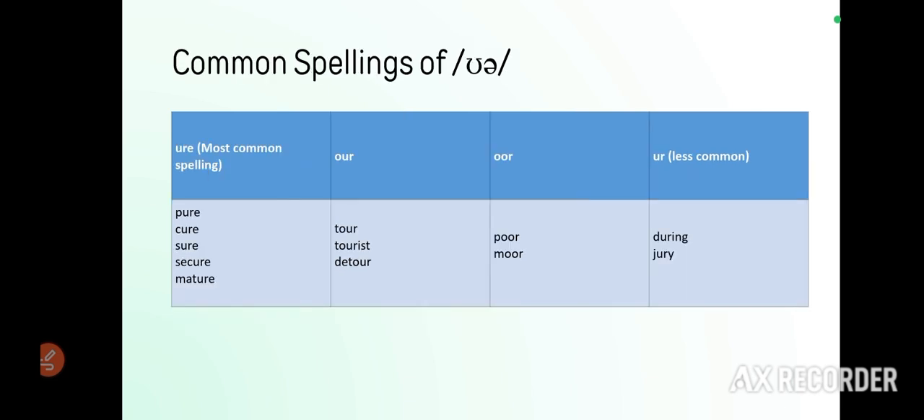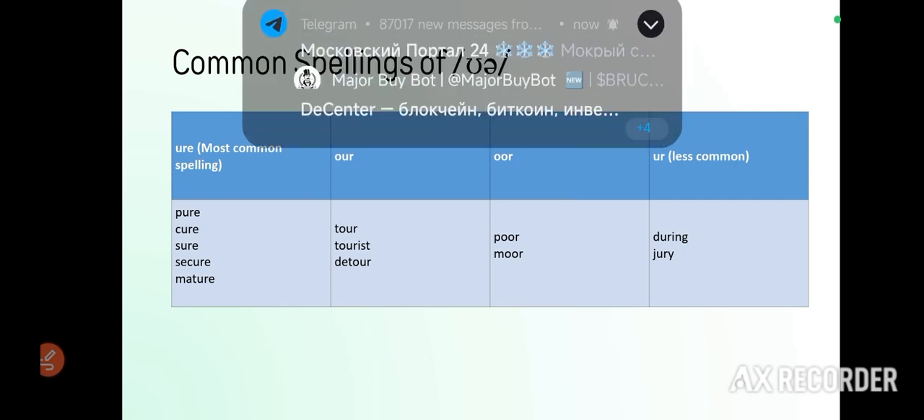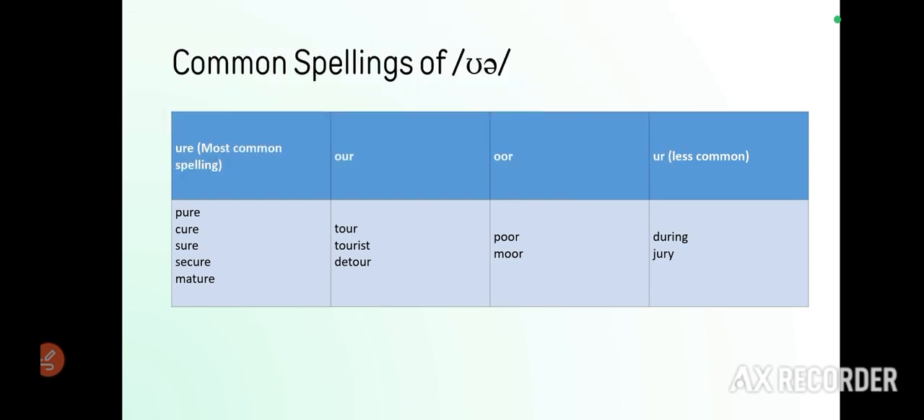So we have the oo sound, as in pure, cure, sure, secure, tourist, deter, more, during and jury. These are words with this sound.